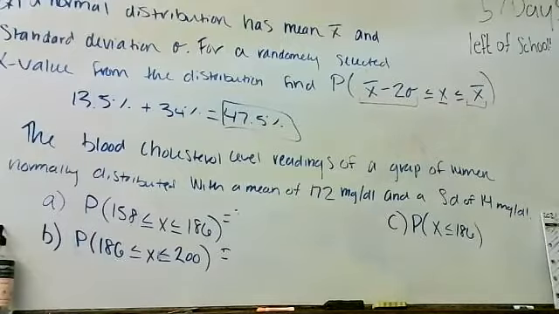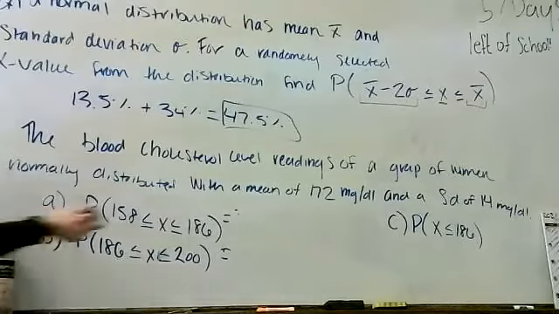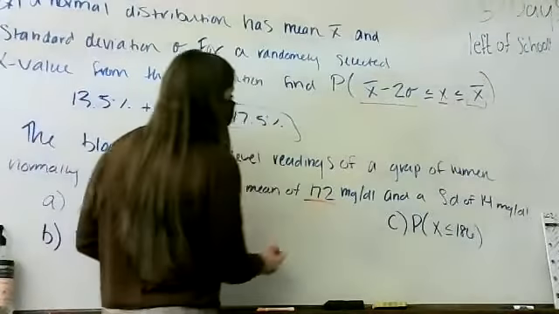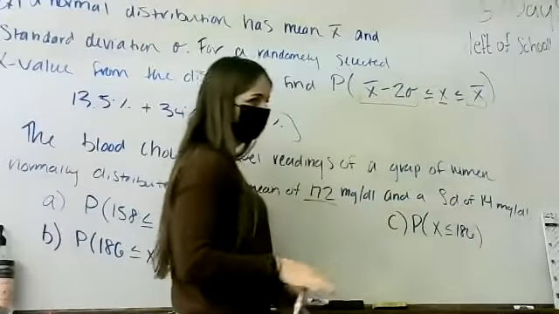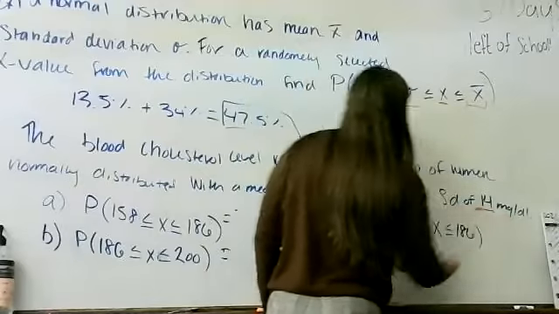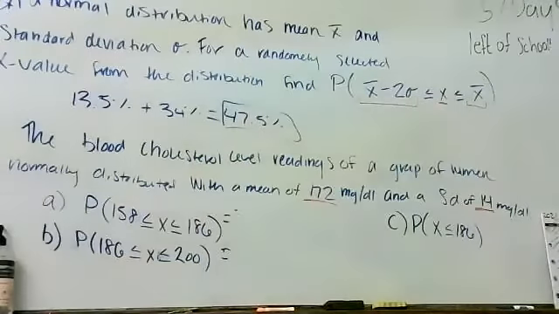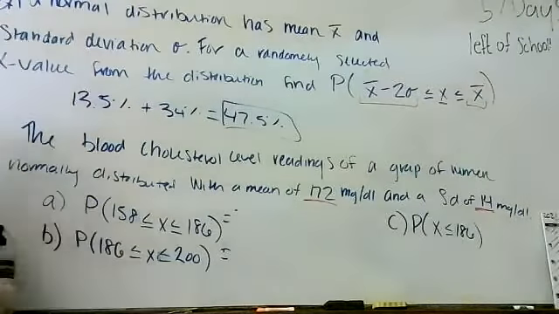So if the blood cholesterol level readings of a group of women are normally distributed, they have a mean of 172, and a standard deviation, that's what SD means, of 14 milligrams a deciliter. Okay, I want you to find the following. So I have an A, B, and a C. These are all percentages that I want you to be able to find and interpret. So we're just going to start with labeling our bell curve. Before we can even interpret those values, we have to label our bell curve accordingly.